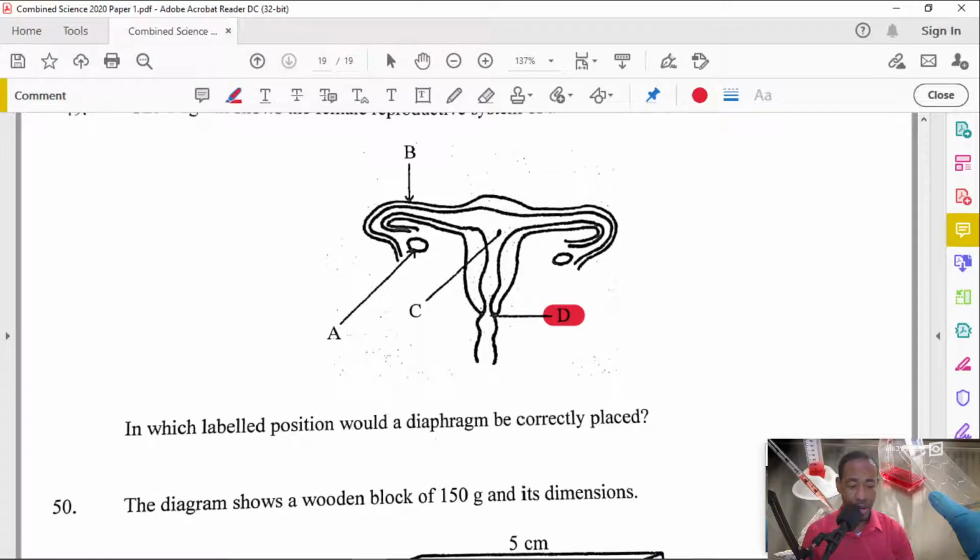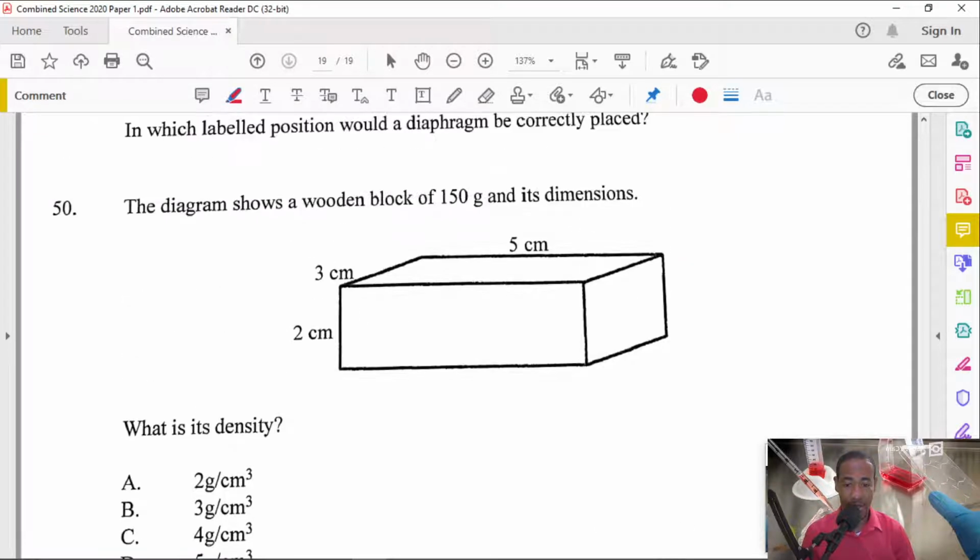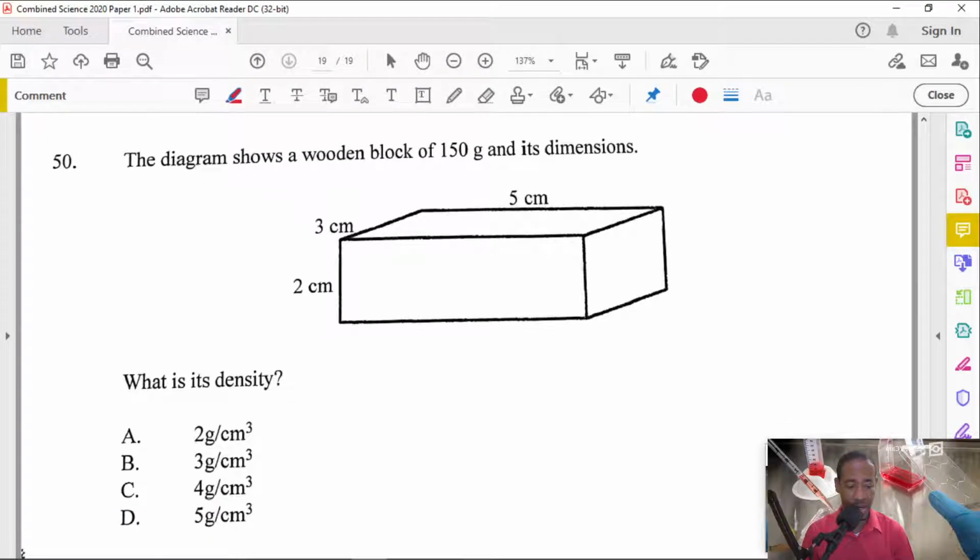All right, so 50, last question here. Number 50 now is asking us, the diagram shows a wooden block of 150 grams and its dimensions, right? It asks, what is the density? And so density is mass over volume, right? So find the volume: 2 times 3 here, which is 6, and then 6 times 5 there is going to be 30. So it's going to be 150 over 30, and that will give us 5. So 5 grams per centimeter cubed will be our answer.